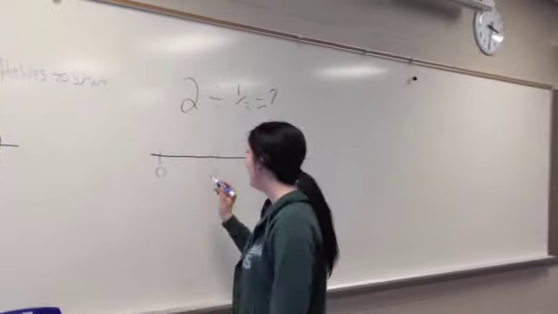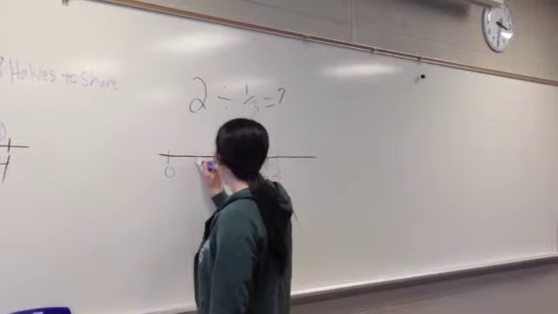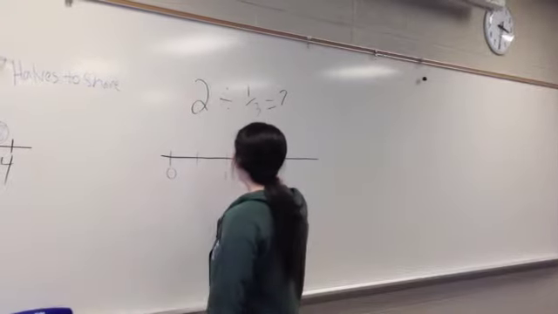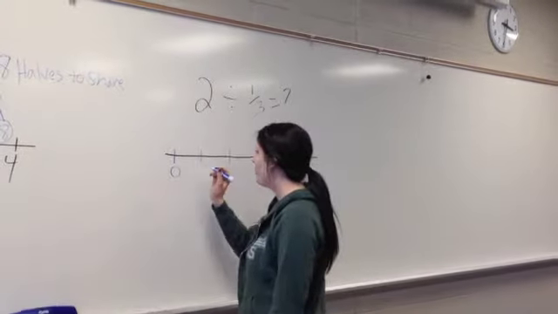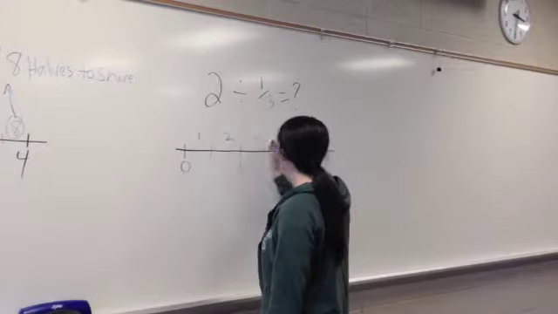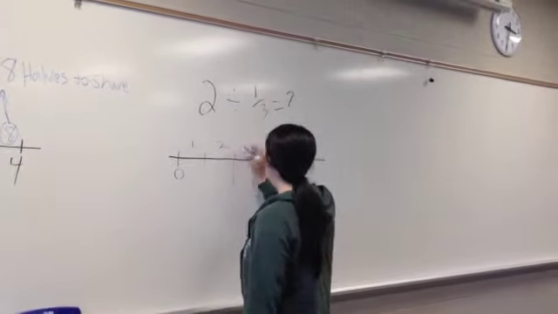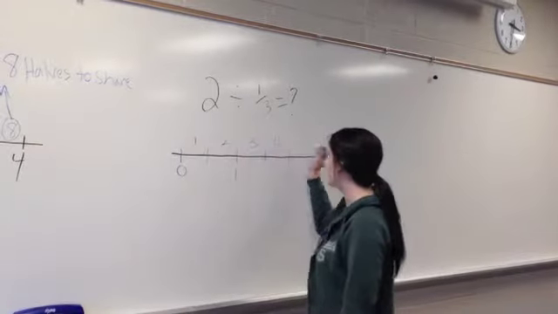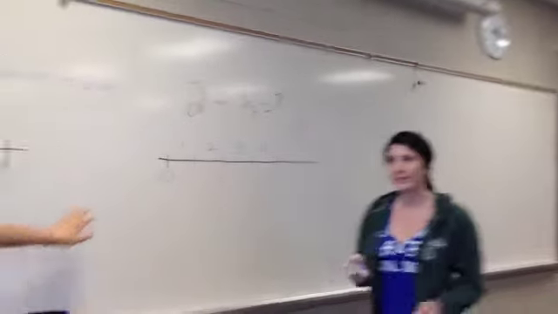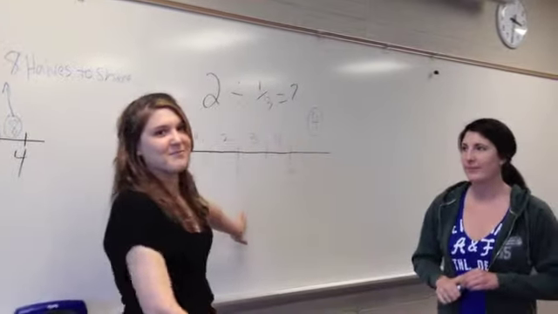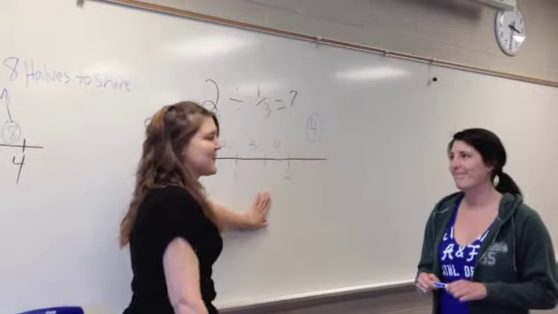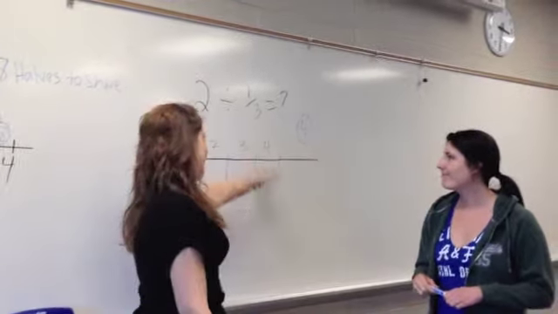And we're cutting it into half, I think. And then we count 1, 2, 3, 4. So I think the answer is 4. Alright, class, do we agree with her? No. And why is that? Because she divided by a half instead of a third.